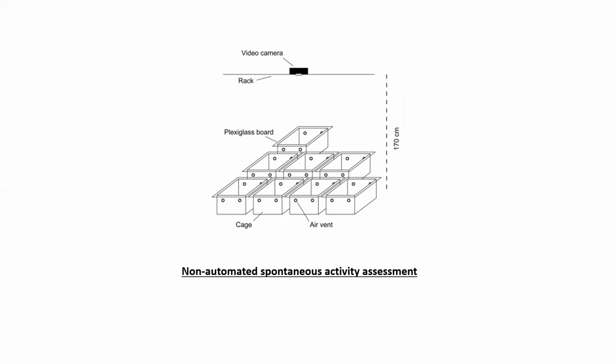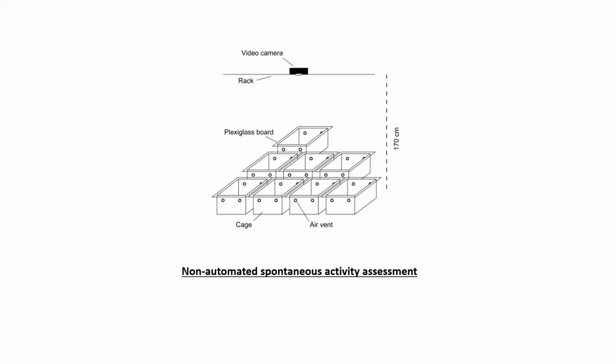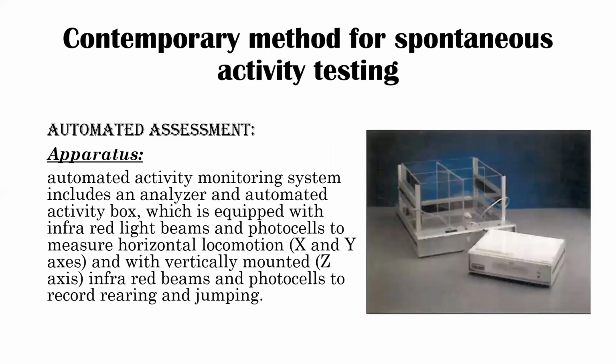The video camera is used to observe the rodents that are under observation. This method is slightly different from the one that we perform in our lab, considering that we have only one activity cage and only one specimen under observation. But when we're performing this experiment on a larger scale, we can have a number of activity cages. Right, so that concludes the method and apparatus of non-automated spontaneous activity assessment.